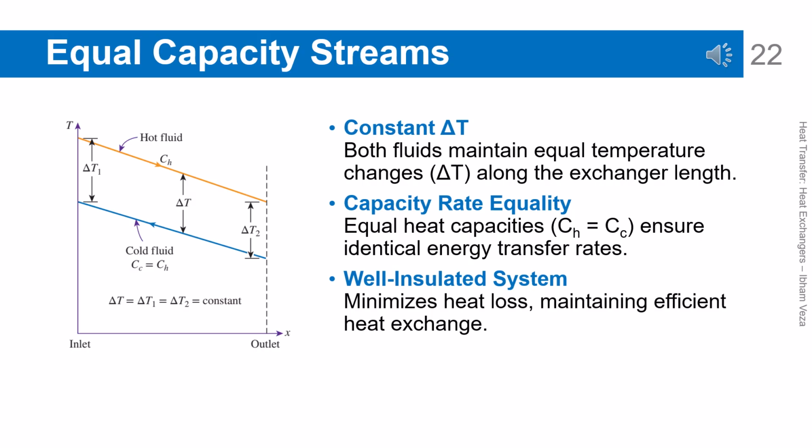This results in symmetric temperature profiles along the heat exchanger. This condition applies only if the system is well insulated from the surroundings. This concept is very useful to simplify energy analysis. With this assumption, the relationship between inlet and outlet temperatures becomes easier to understand.